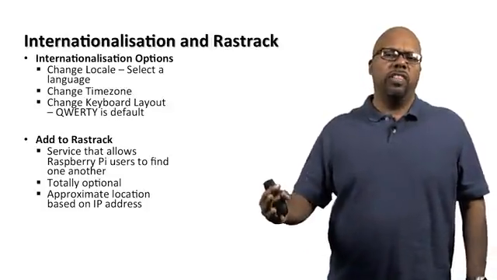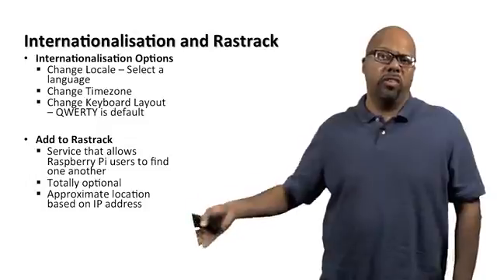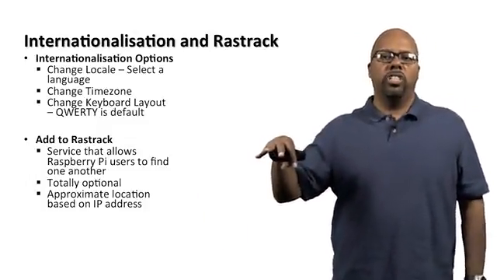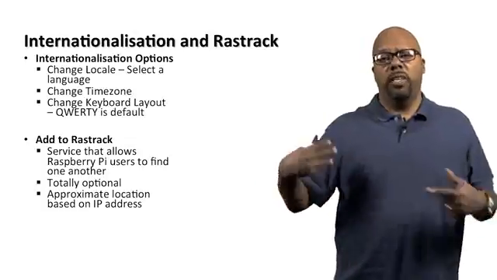Rastrack is just a service that allows Raspberry Pi users to find other Raspberry Pi users. It gives the distributor location, your IP address, and from the IP address it infers the location. That's completely optional, and I did not select that, but that's up to you.